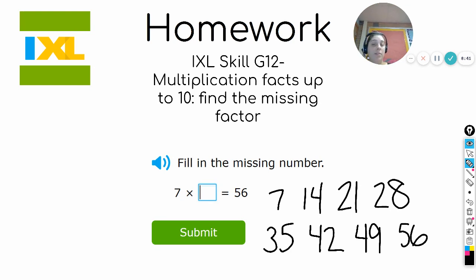Okay, so we counted by 7s till we got to 56, but we don't have our answer yet. The way we find our answer is figuring out how many times we had to skip count. How many groups of 7 do we have? 1, 2, 3, 4, 5, 6, 7, 8. So we had to skip count by 7s 8 times, which means 7 times 8 equals 56. Okay? All right, go ahead and begin.